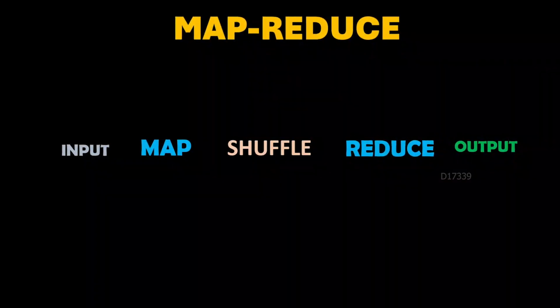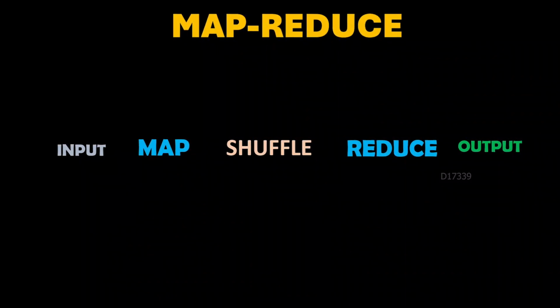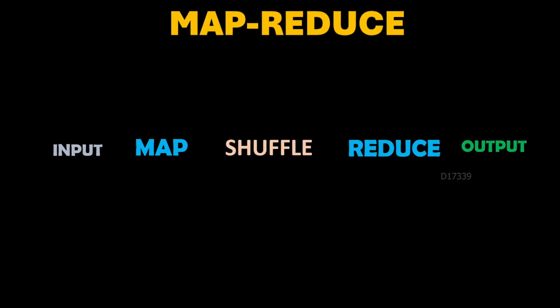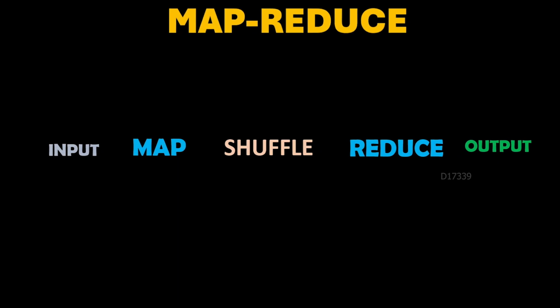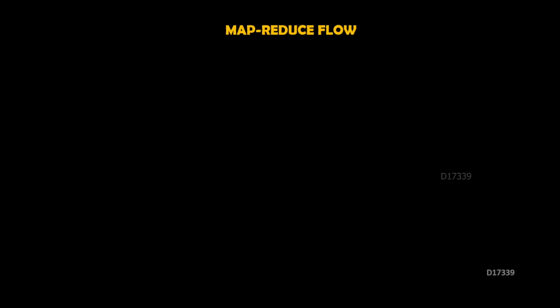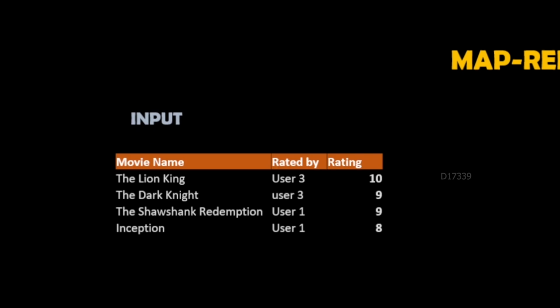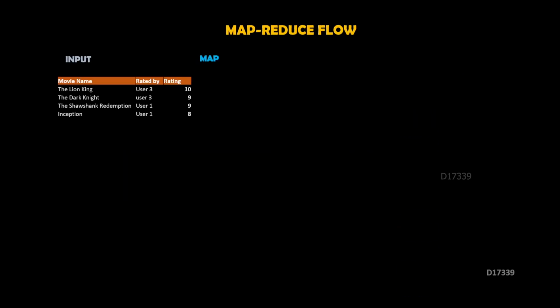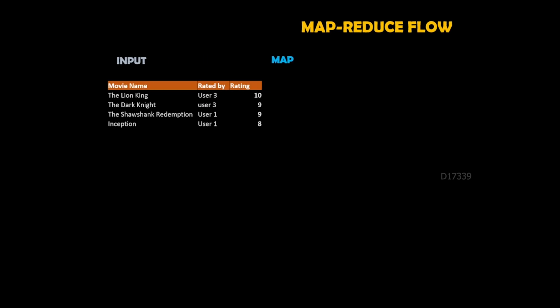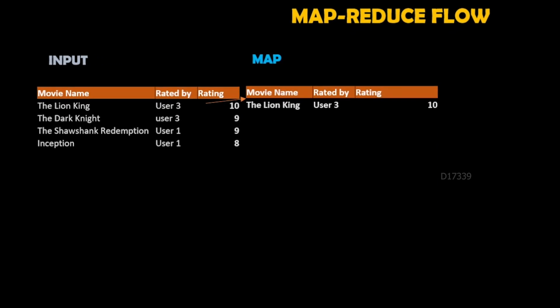So let's take the scenario of the same movie ratings, and see how all these stages work together and generate the output. Let's start with our first stage, which is the input stage. I'm going to pass this movie data as an input for my map stage. Let's say, for example, in this case, I'm going to pass one of the movie names, which is Lion King, as an input for my map stage.